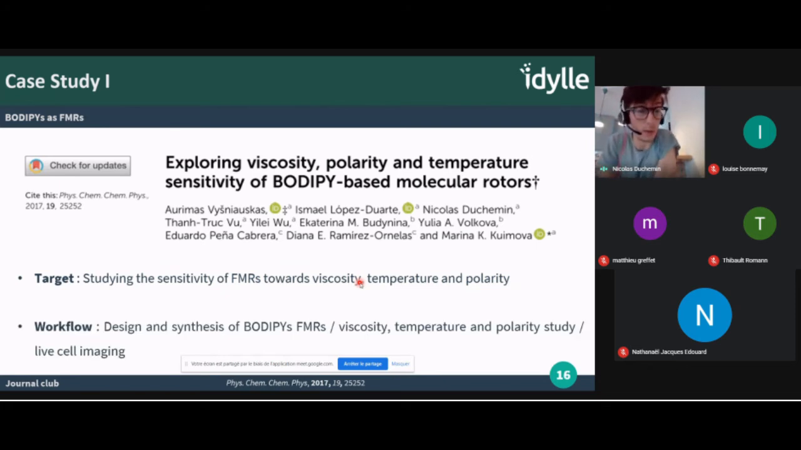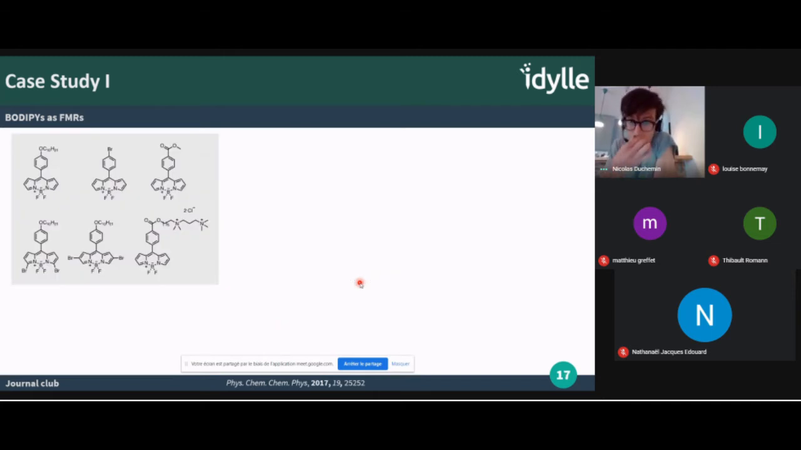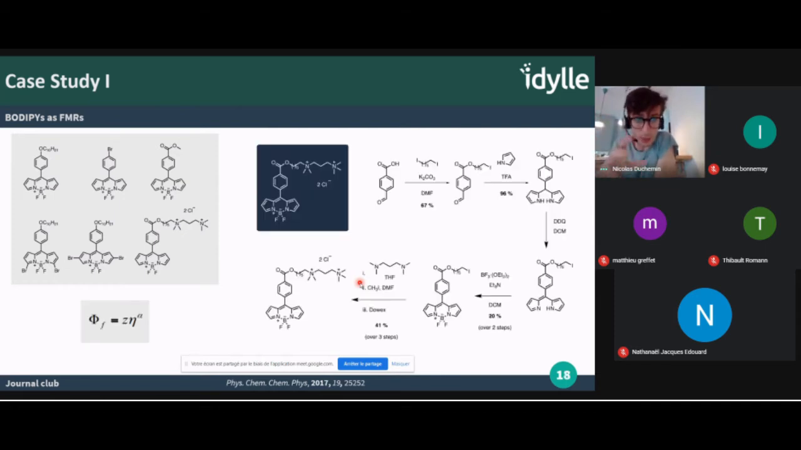So the workflow of these studies in general is the design and the synthesis of BODIPYs and FMRs, correlation study, viscosity, temperature, and polarity, and finally live cell imaging. So the team designed and synthesized 6 types of BODIPYs, 6 molecular rotors. So you had a characterization.